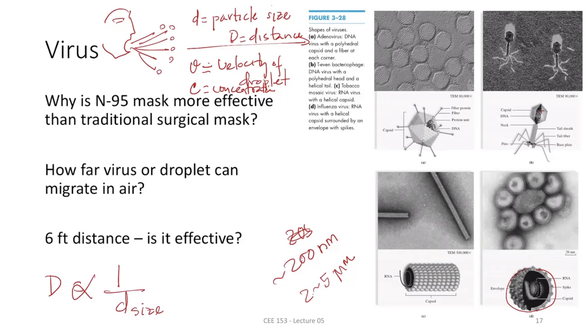And so now, why is a mask useful? Well, a mask is useful to retard that velocity very quickly, because when you cough, there is a block here. That droplet's size is bigger than the virus size. So that means the pore size of the mask is usually smaller than the size of the droplet. So that means most of the droplets will be captured.